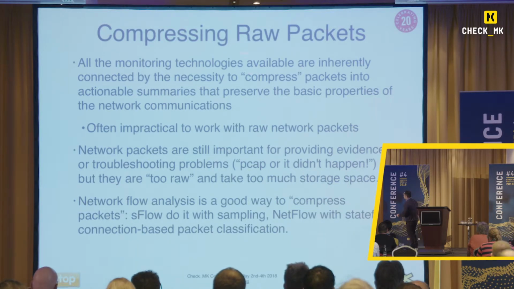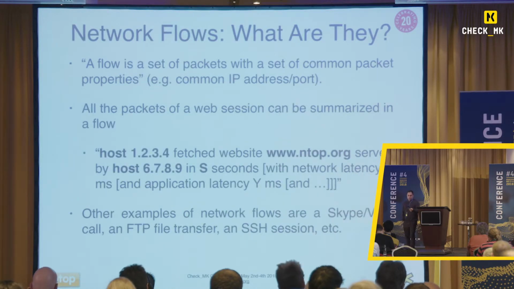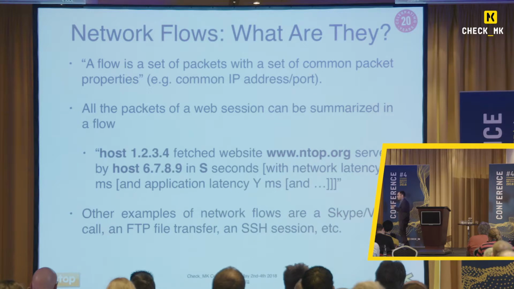So this necessity to compress packets has been solved by these technologies introducing the concept of network flow. A network flow is basically a summary of a series of network packets, a summary that carries relevant information of that series of packets. The formal definition is that a flow is a set of packets that share some common properties, such as, for example, the source and destination IP address. But let's see an example, which maybe is easier.